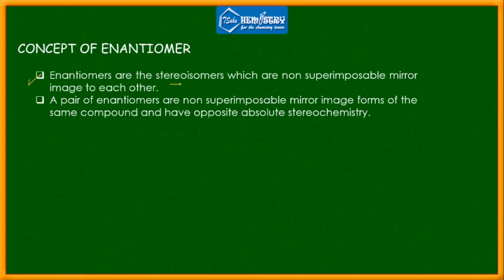Enantiomers are stereoisomers which are non-superimposable mirror images of each other, and a pair of enantiomers are non-superimposable. Mind it, you should stress these particular words, that is, non-superimposable mirror image forms of the same compound. Mind it, same compound. So enantiomers come from the same compound and have opposite absolute stereochemistry. We have another video session for absolute stereochemistry. We are actually going to see R and S nomenclature.